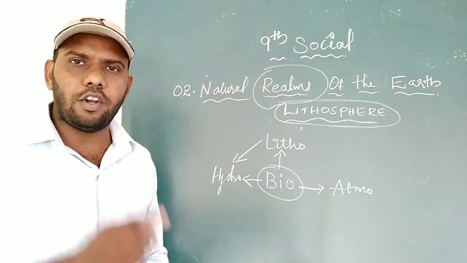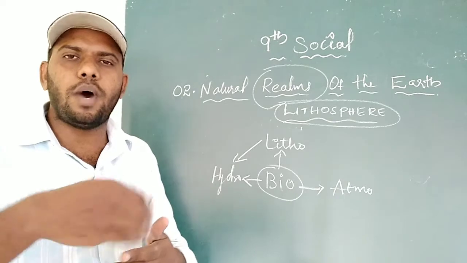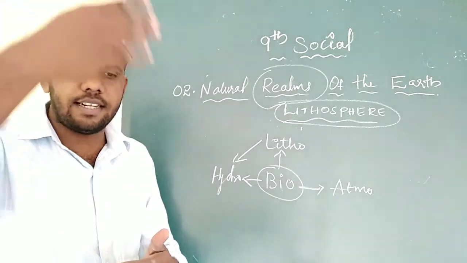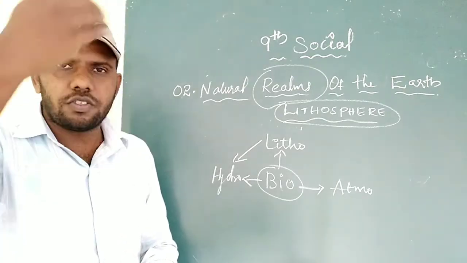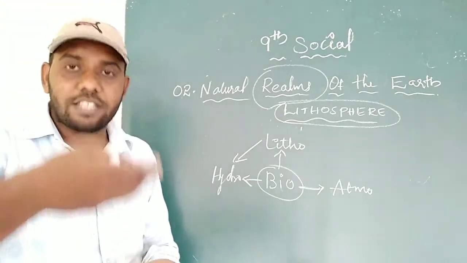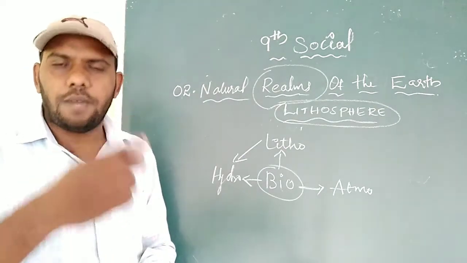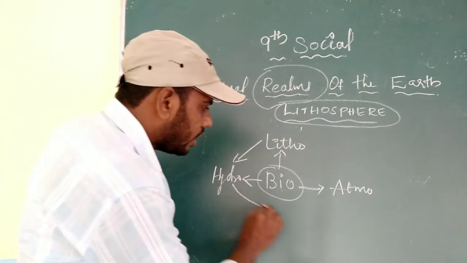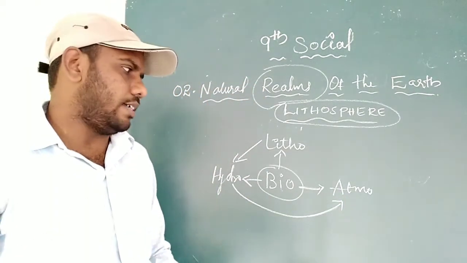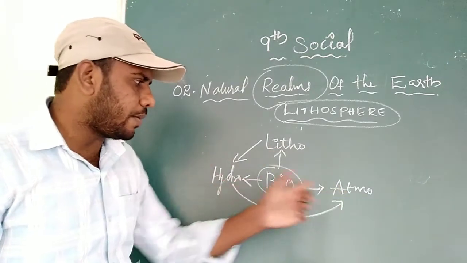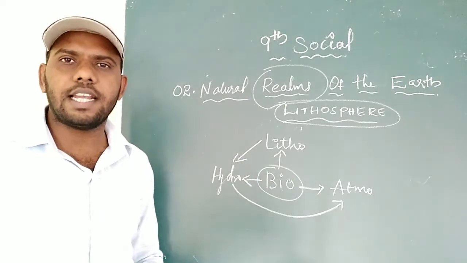As I noted, we already know that if water is available, it changes into water vapor. Then if there is air, the water vapor will be taken up, and only then will rainfall happen. If air is not there, how will the water go upward? Not possible. So the hydrosphere depends on the atmosphere. Got it, children? Yes. So this way everyone is interrelated with each other.